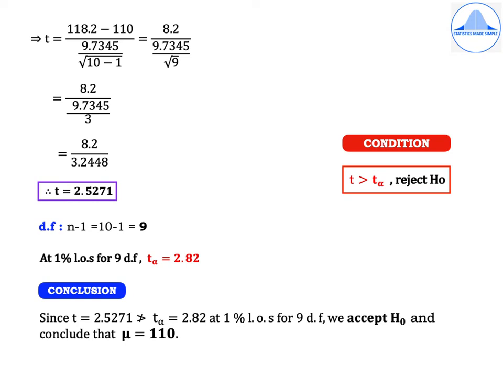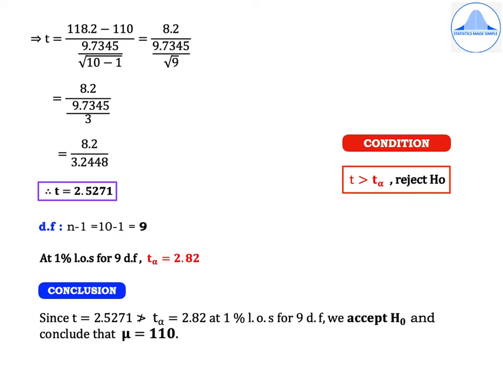So we get t equal to (118.2 minus 110) divided by (9.7345 by root of 10 minus 1), which is equal to 8.2 divided by (9.7345 divided by root 9), which gives us 8.2 divided by (9.7345 divided by 3), that is equal to 8.2 divided by 3.2448. Therefore, t is equal to 2.5271.